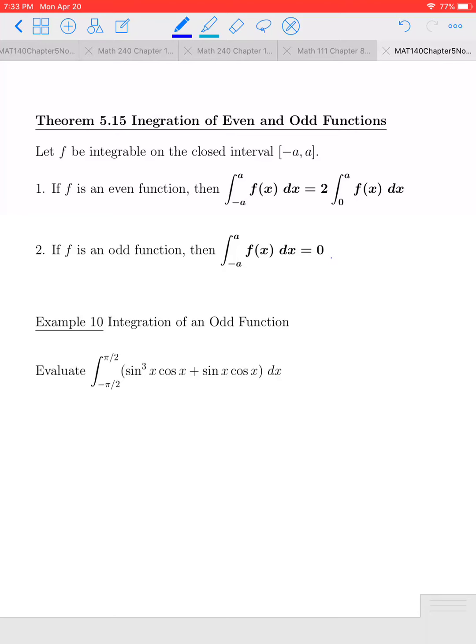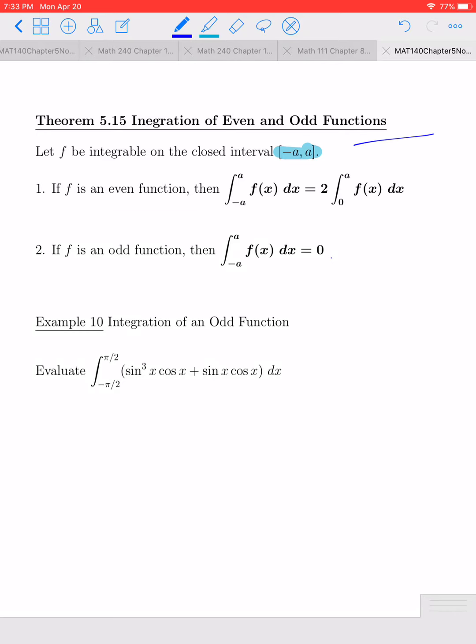The last thing we're going to look at in this section is theorem 5.15, which is the integration of even and odd functions on symmetric intervals. Let f be integrable on the closed interval negative a to a. This is very important, that the interval we're looking at has to be a symmetric one.